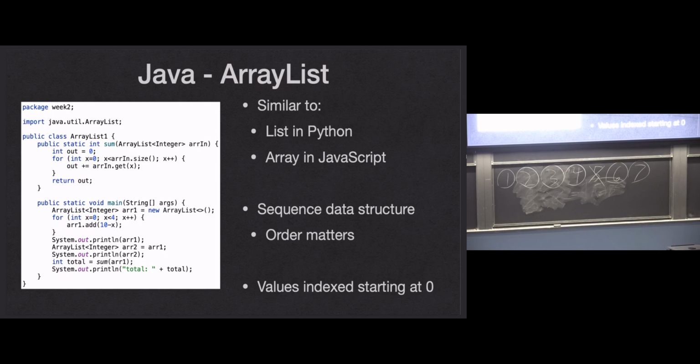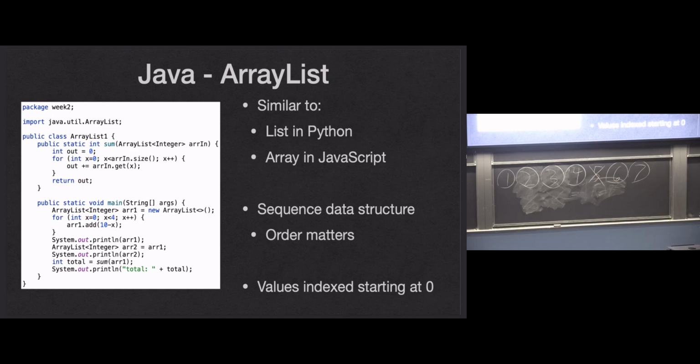So think list in Python or array in JavaScript, but y'all didn't see JavaScript. I got to erase that bullet point, I guess. Vector in C++. It's been a while since I did C++. Vector, I believe, is the common one that y'all use.